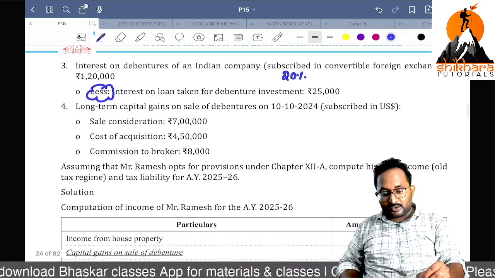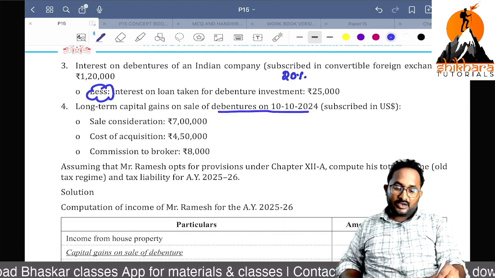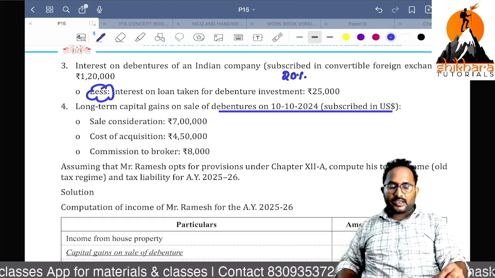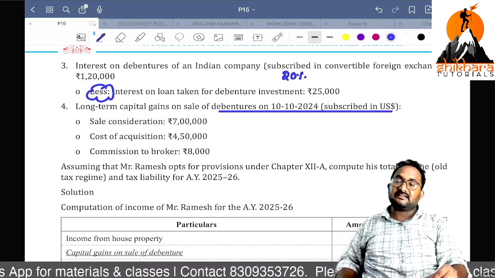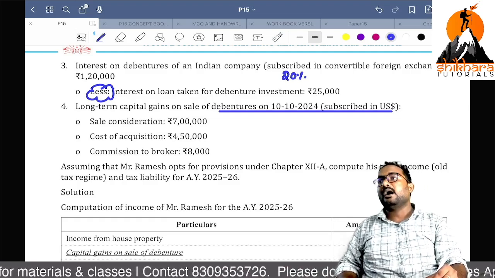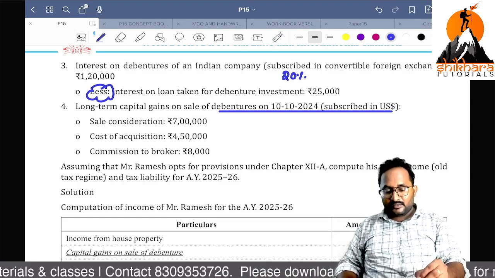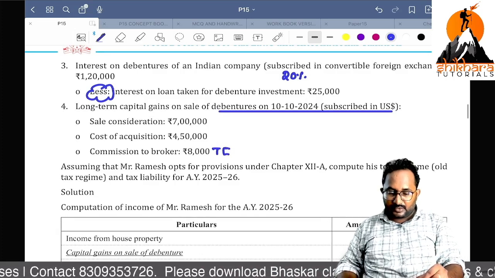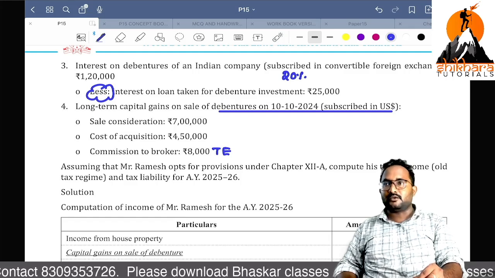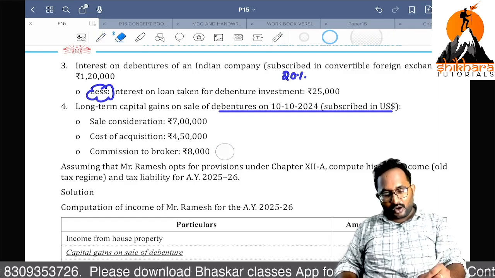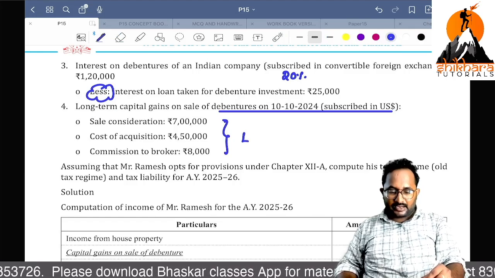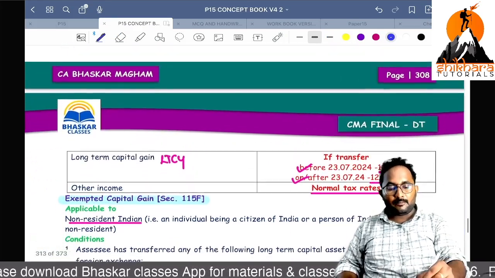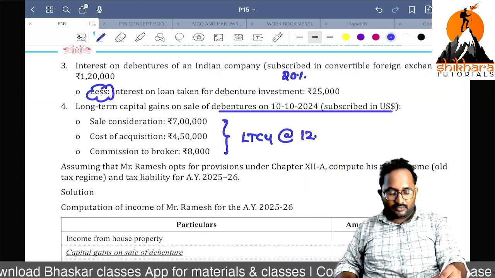Next, long-term capital gain we got, ma'am, on the sale of debentures of that Indian company. Okay, subscribed in foreign currency. Now can you tell me, is it before 23/7/2024 or after, ma'am? After. So now they are giving sale consideration minus transfer expenses you can take, and cost of acquisition also. Yes, you will get the long-term capital gain. Okay, you can calculate the long-term capital gain on that. What is the rate applicable, ma'am? Yes, 12.5%.